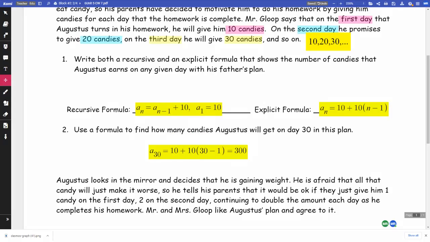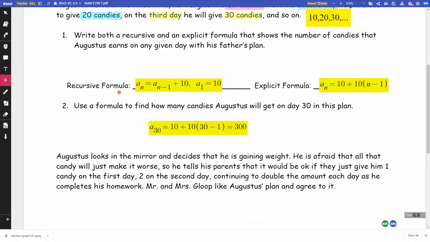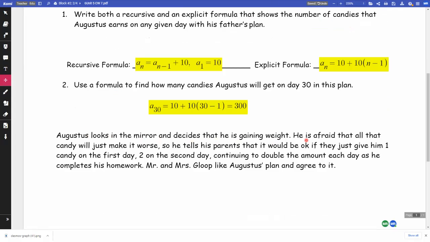Okay, so now the next thing that they say is that Augustus looks in the mirror and decides that he is gaining weight. He is afraid that all that candy will just make it worse. So he tells his parents that it would be okay if they just give him 1 candy on the first day, 2 on the second day, and continuing to double that amount. So on the first day, he's got 1. On the second day, he has 2. And then we are doubling each day. Okay, so that's what's happening.